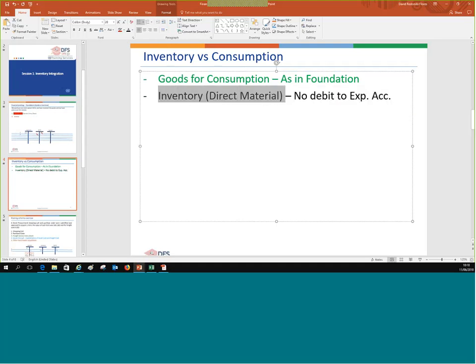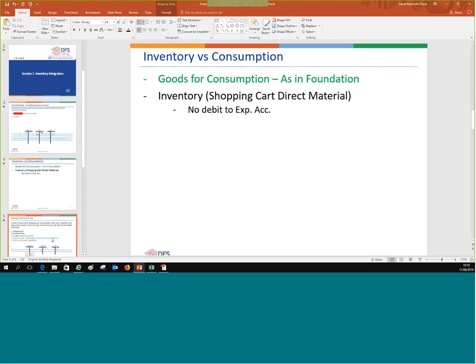So when you were trained, you didn't know this because it happened later after the commission of Galileo. So when they are raising shopping carts, they can raise shopping carts for direct material, and this one will not debit the expense account. Okay, so what would be the posting on this type of scenario? This is something that is new to you.